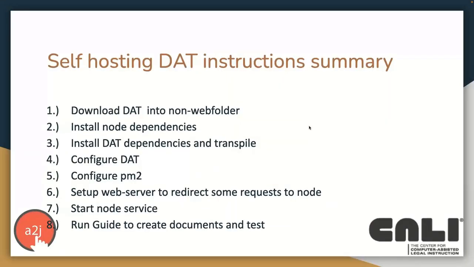The basic overview of how to do that is you download the DAT to a non-web folder, install the node dependencies, install the DAT dependencies, configure the DAT, configure our process manager called PM2, set up the web server to redirect some of those requests to Node, start the Node service, and then test.